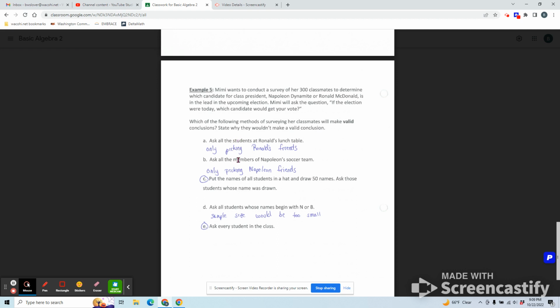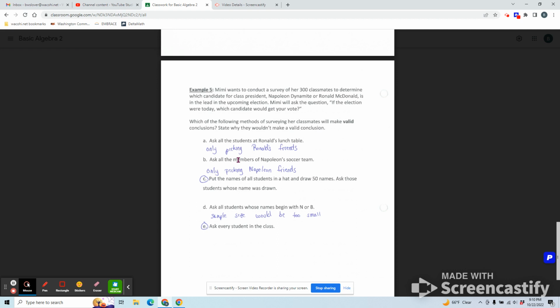All the members of the Napoleon soccer team. Once again, we're showing bias because we're focusing only on Napoleon's soccer team to get our data to figure out who's in the lead for the upcoming election. The next one, putting the names of all students in a hat and drawing 50 names. That is fair. That's a valid conclusion. We don't have any bias. Same thing with letter E. If we ask every single student, there's not going to be bias because we're asking everyone.